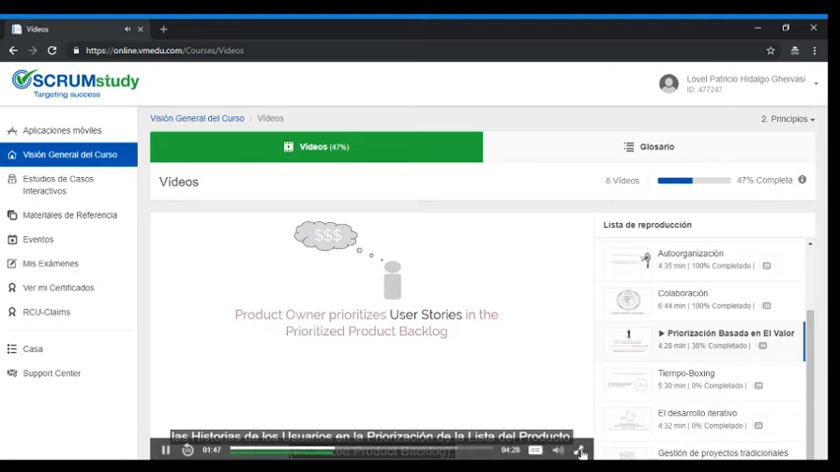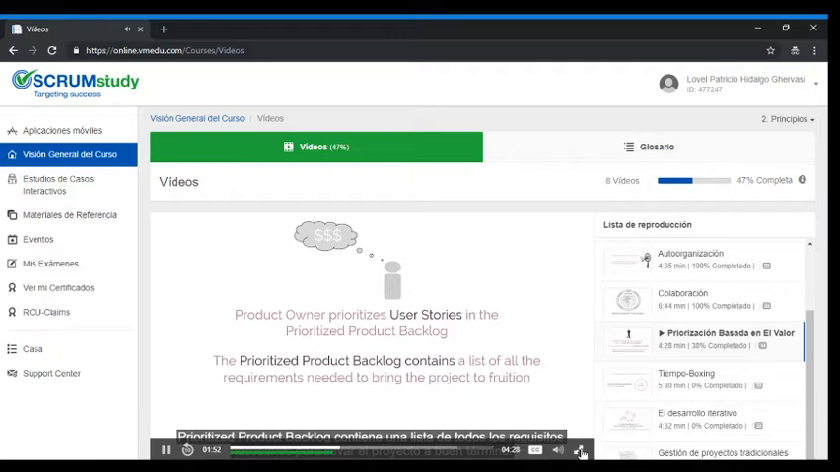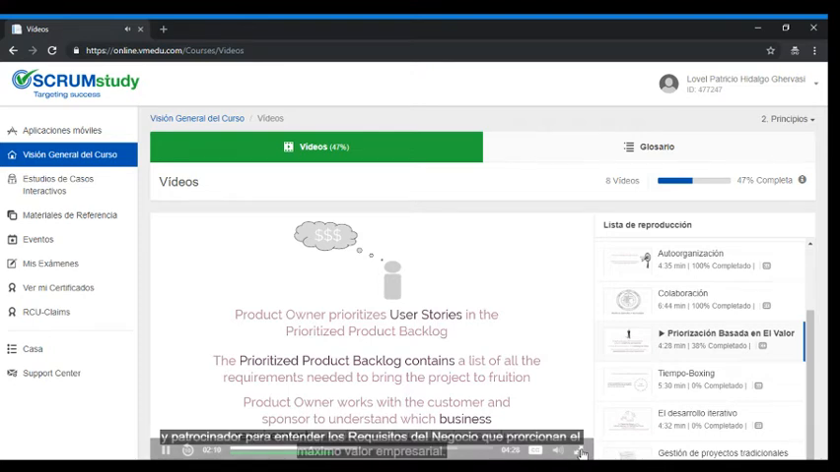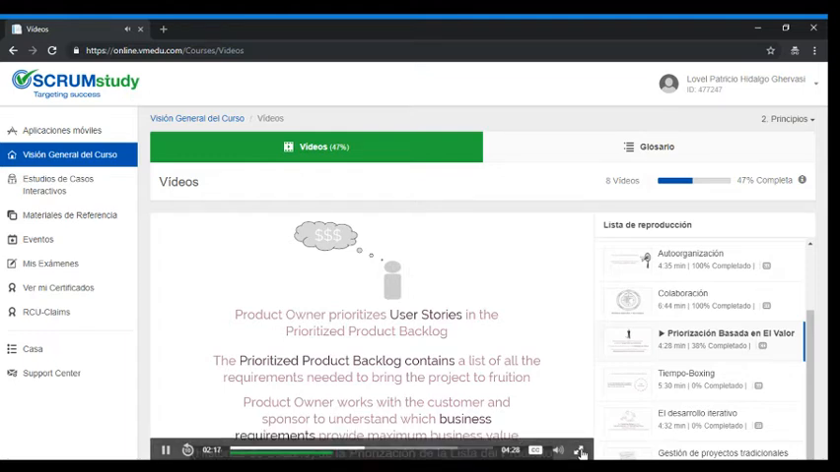The product owner prioritizes user stories in the prioritized product backlog. The prioritized product backlog contains a list of all the requirements needed to bring the project to fruition. Once the product owner has received the business requirements from the customer and written these down in the form of workable user stories, he or she works with the customer and sponsor to understand which business requirements provide maximum business value. The product owner must understand what the customer wants and values in order to arrange the prioritized product backlog items, or the user stories, by relative importance.